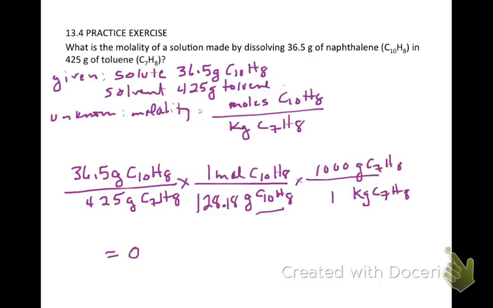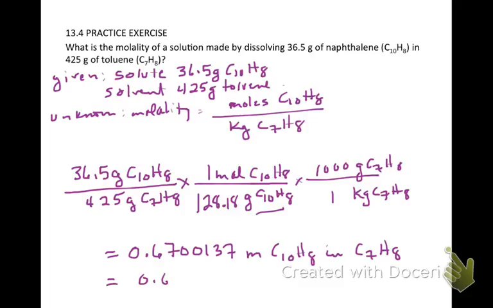And I get a molality of 0.700137 molal C10H8 in C7H8. Rounding to sig figs, all of my givens have 3, so my answer should be reported as 0.700. Okay. That ends that sample problem.